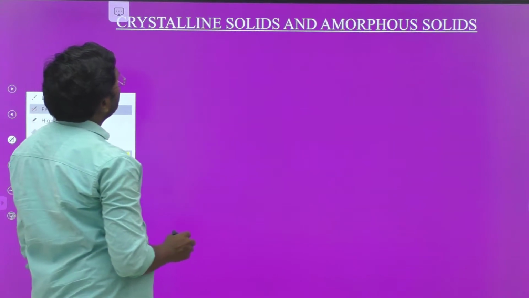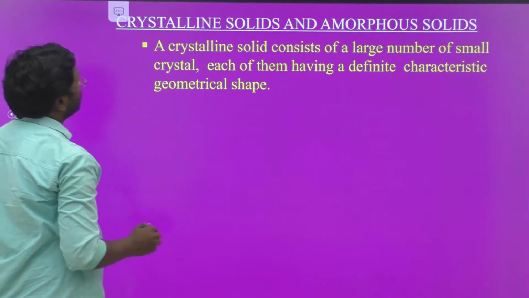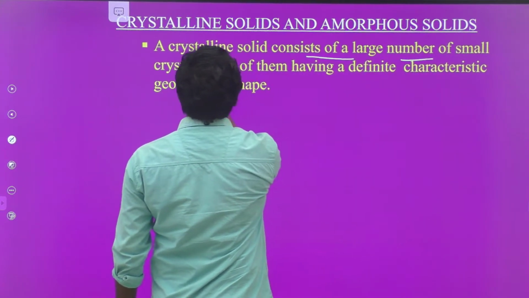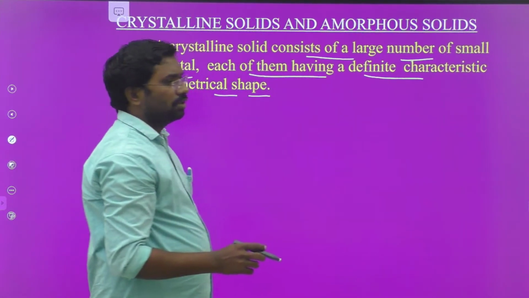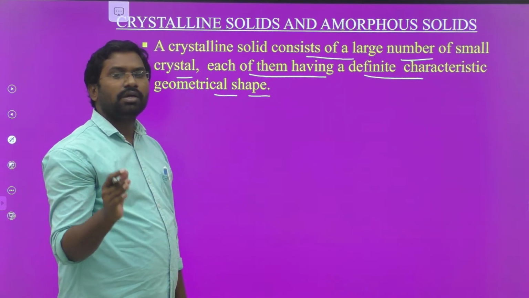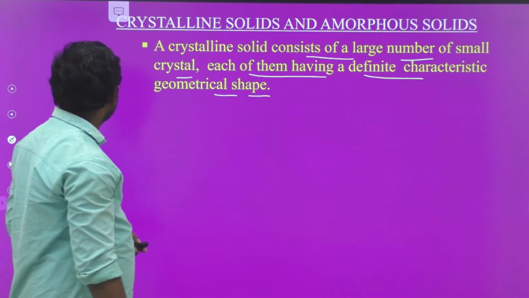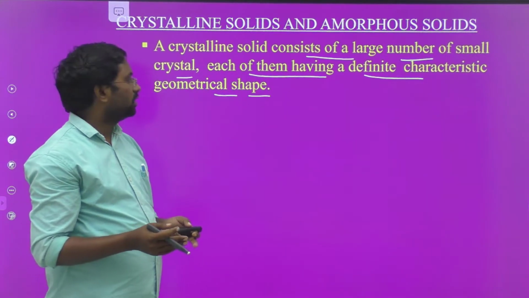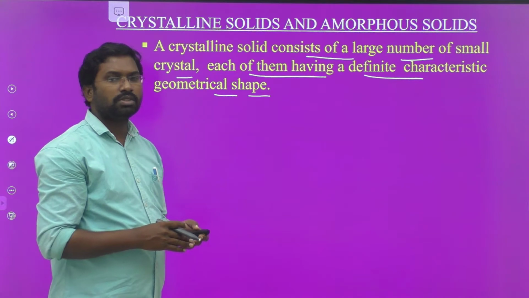And come to the next one, crystalline solids and amorphous solids. So what are crystalline solids and what are amorphous solids? Generally, solids can be classified into mainly two types: crystalline solids, the first one, and amorphous solids, the second one. So what is meant by a crystalline solid? A crystalline solid consists of a large number of small crystals in its structure, each of them having a definite characteristic geometrical shape. So this is the important point.